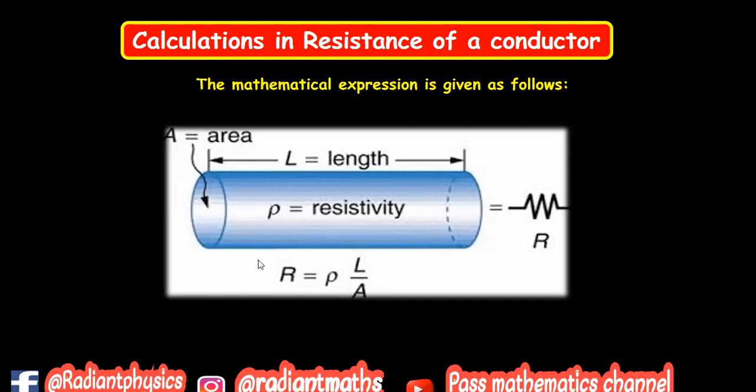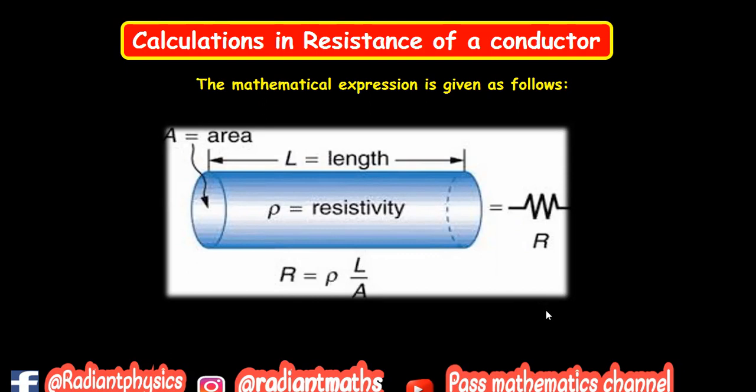So the equation that we need, and you will always need to work with, is this equation, that is R is equal to this rho multiplied by the length divided by A. R is resistance. This is our resistance, and this is the resistivity of the wire, and this is the length of the wire, while A is the area, that is the cross-sectional area of the wire.